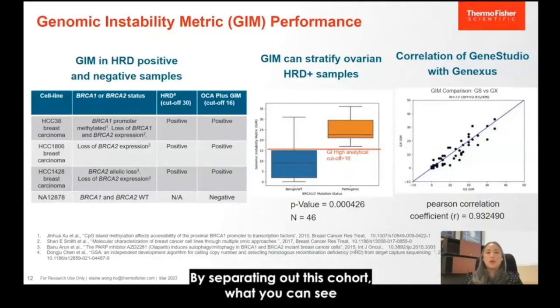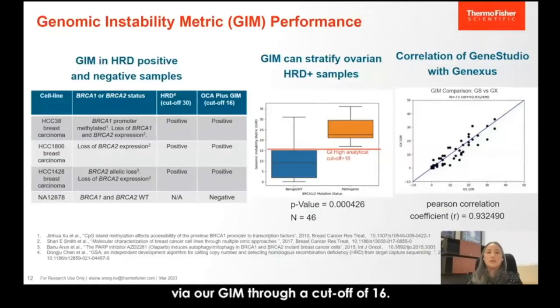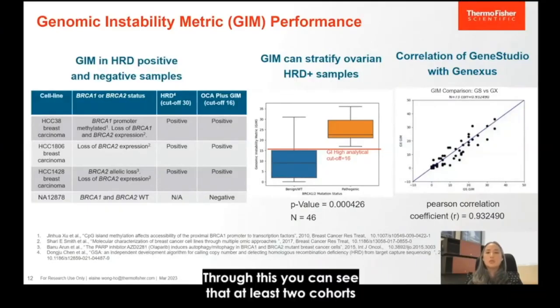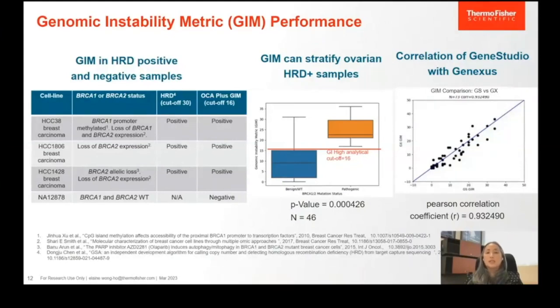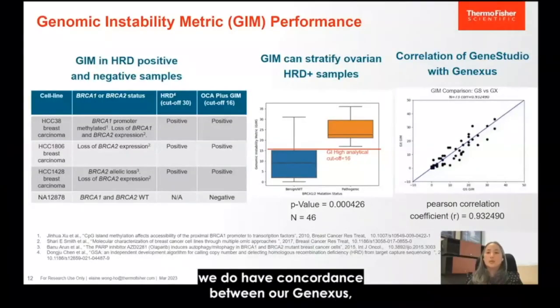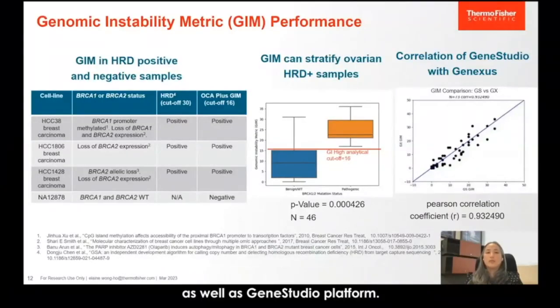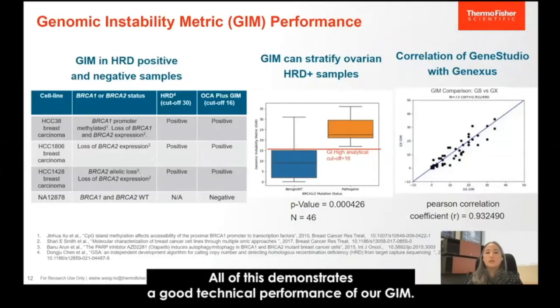By separating out this cohort, what you can see is that we're able to stratify HRD samples via our GIM through a cutoff of 16. Through this, you can see that these two cohorts are separated with a significant p-value. In addition, on the right-hand side, we do have concordance between our Genexus as well as GeneStudio platform. All of this demonstrates a good technical performance of our GIM.